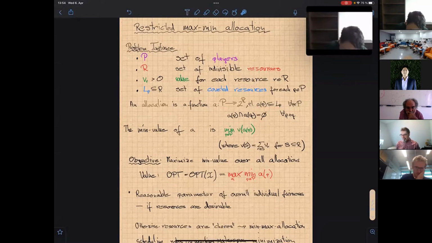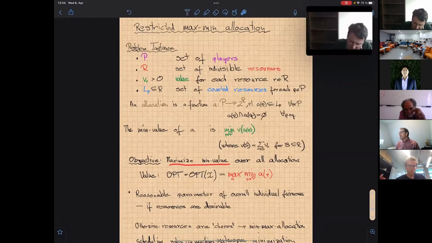Okay, and what we measure is the minimum value of this allocation, which is just the minimum of the sum of the values each child receives. And our objective, of course, is to maximize this minimum over all allocations, and this is what we call the optimum.